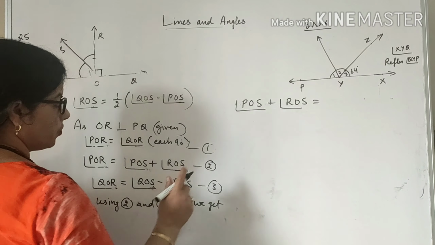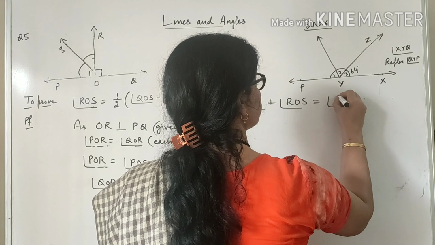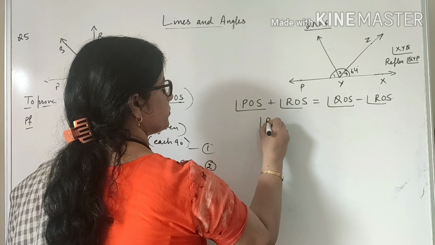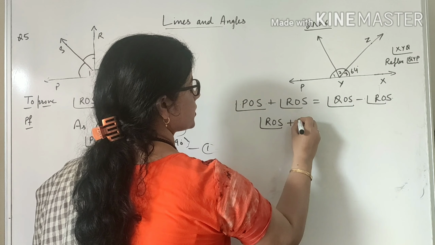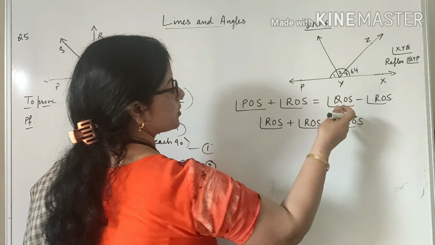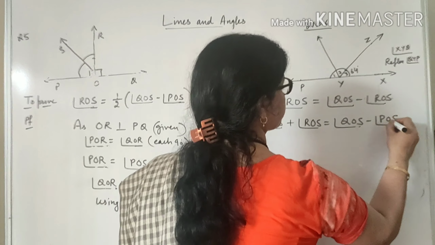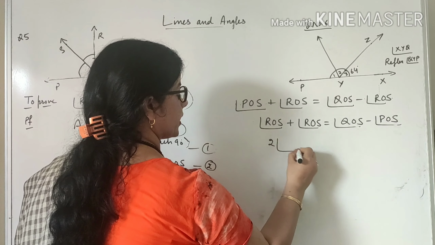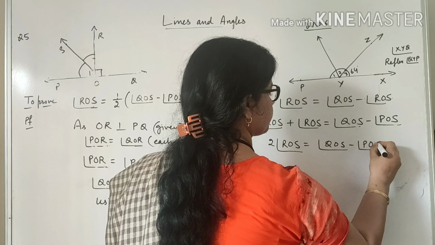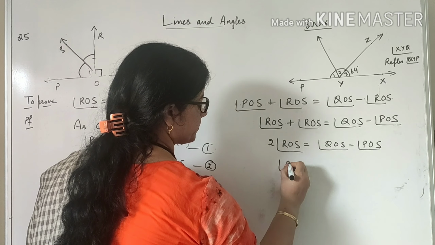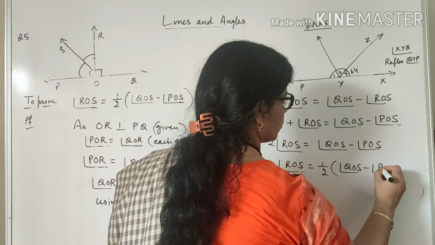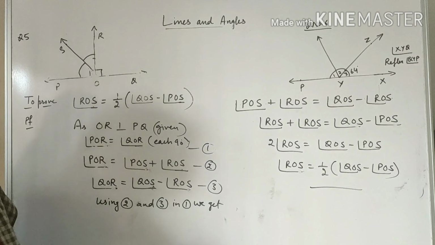And in place of QOR, QOS minus ROS. This ROS we will write as it is on the left side; minus ROS will become plus ROS. And here QOS as it is, POS will go to that side, it will become negative. ROS plus ROS, twice ROS, equals QOS minus POS. This 2 will go in the denominator: 1 by 2, QOS minus POS. And this is what we wanted to prove here.